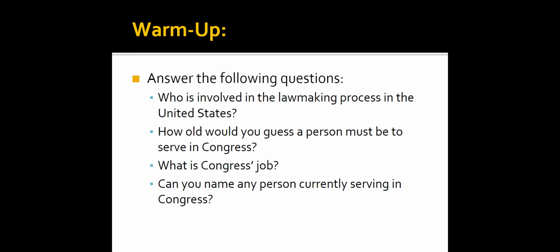At the top of your notes page, there are some warm-up questions. Take a little bit of time to answer those warm-up questions on your own, and then we'll get into the notes themselves.